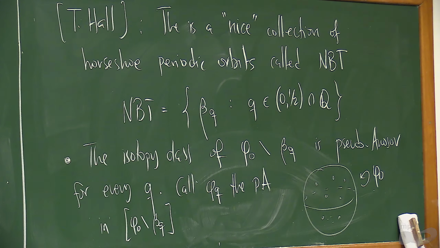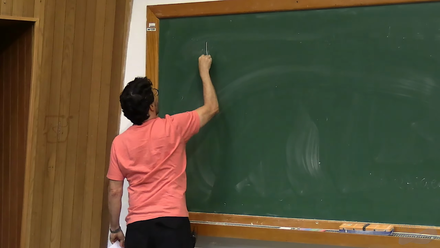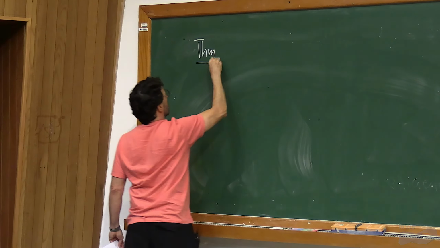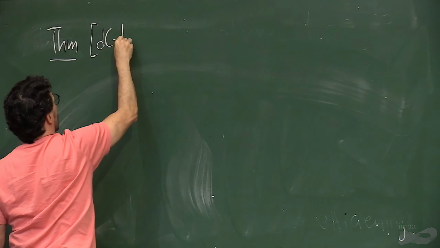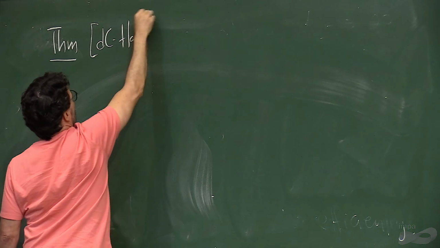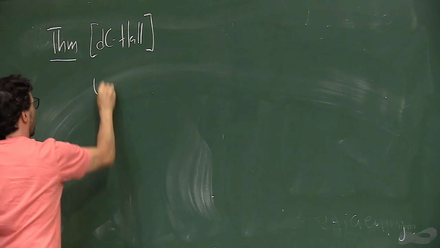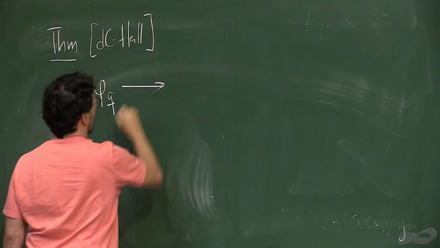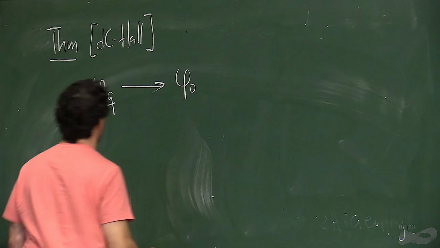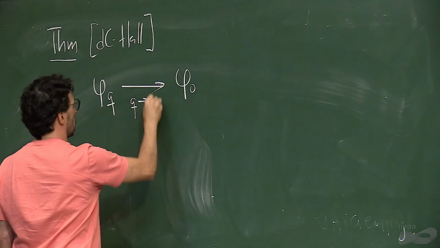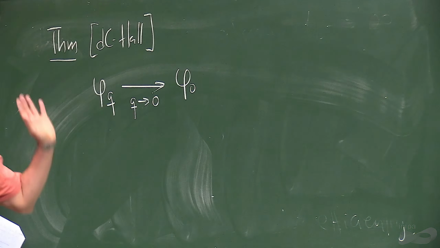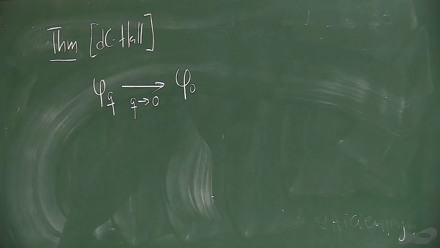Okay, so the first statement about these periodic orbits is the following. So theorem, with Toby Hall, is the following. The phi q converges to phi naught as q goes to 0. All right, so this is a pretty short statement, but what I'm saying is the following.